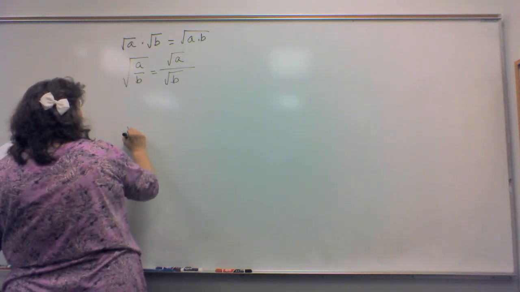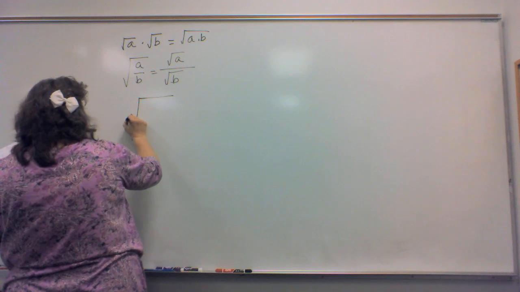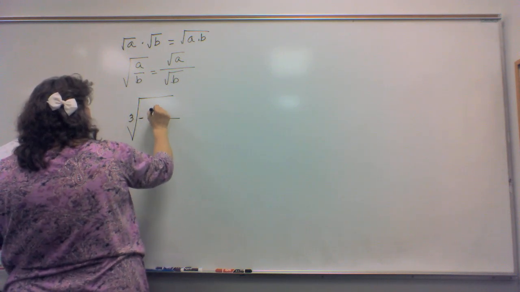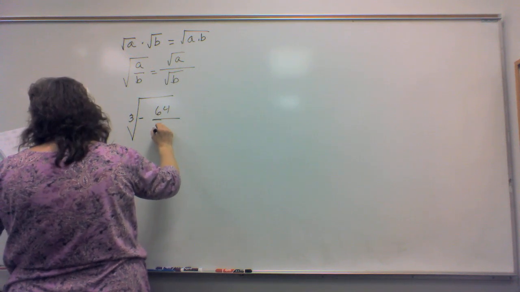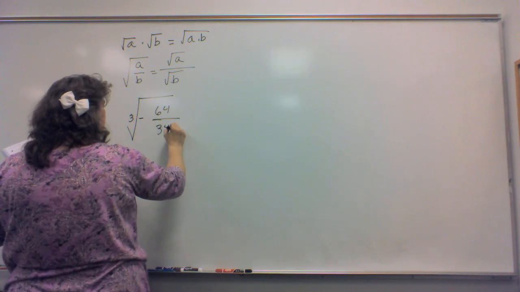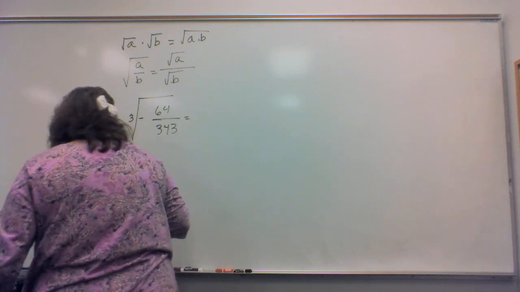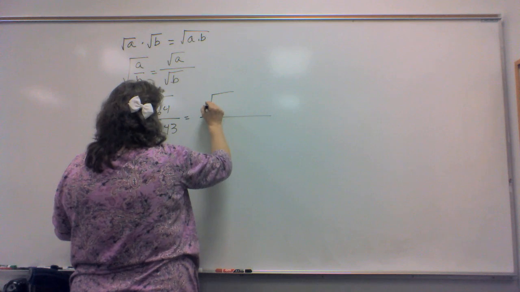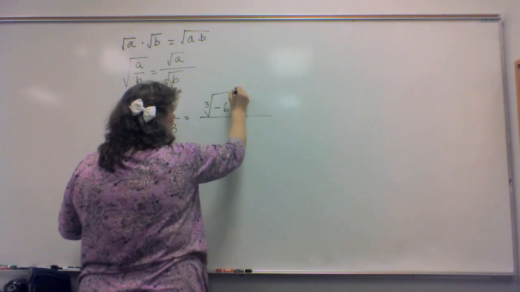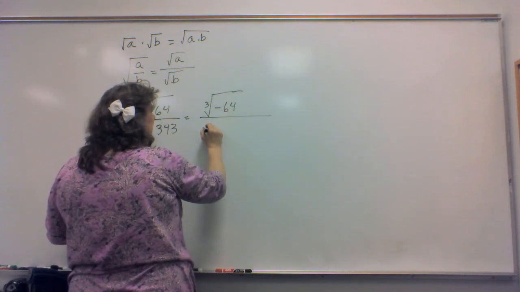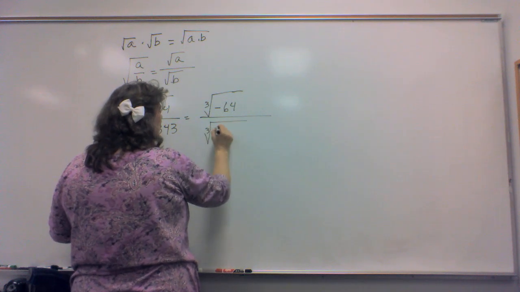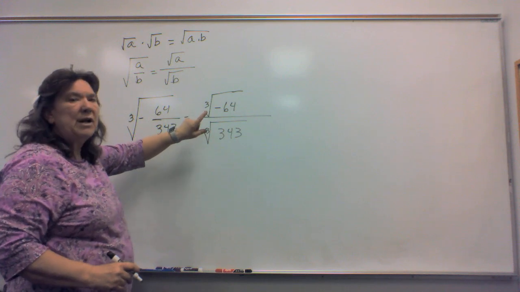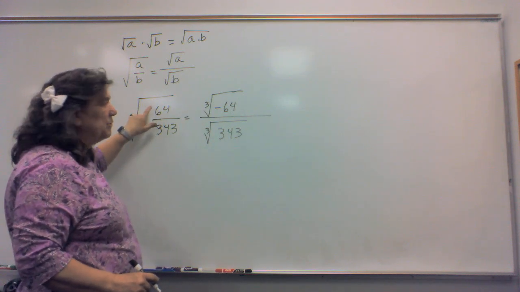We're going to look at a cubed root one. It works the same way. We have negative 64 over 343. Okay? So this means the cubed root of negative 64, and remember, with cubes we can have a negative, and a cubed root of 343. Your negative only goes with one of them, and you usually put it with the numerator.